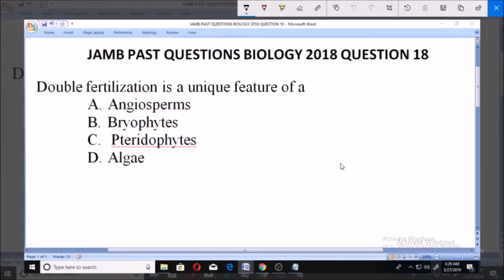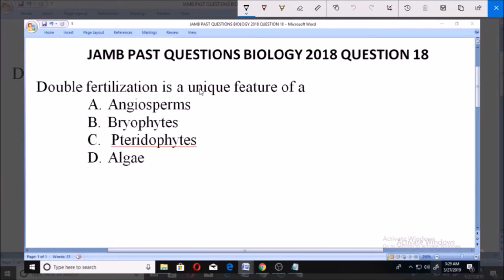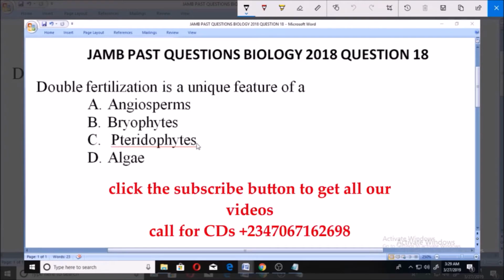Let's look at these JAMB past questions, Biology 2018. Question number 18. Double fertilization is a unique feature of A. Angiosperms, B. Bryophytes, C. Pteridophytes, D. Algae. So which of these is associated with double fertilization?